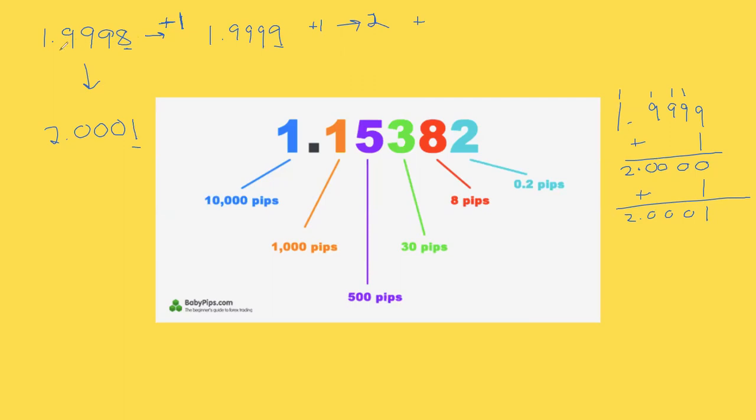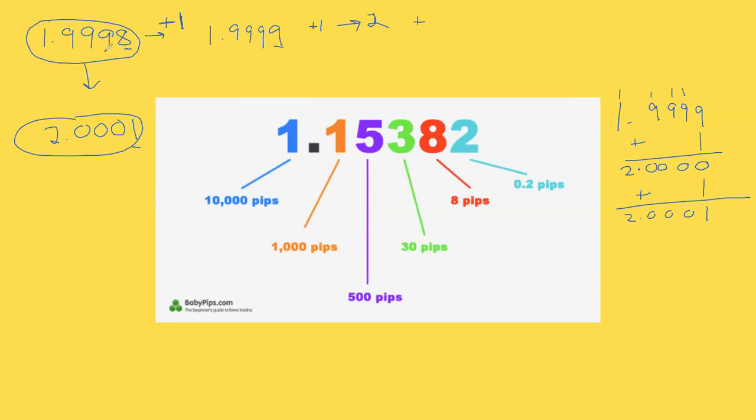So that's where it could get crazy, not crazy, but it just looks a little confusing. We went from 1.9998 to 2.001. It looks like a big difference. It wasn't a 10,000 pip change. It was only a 3 pip change because of where we were.